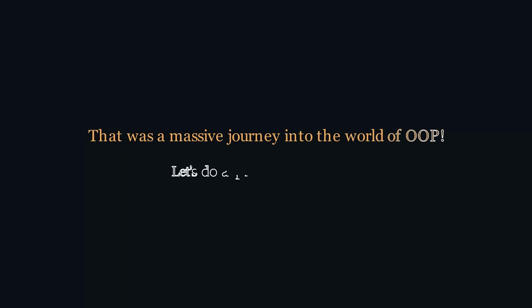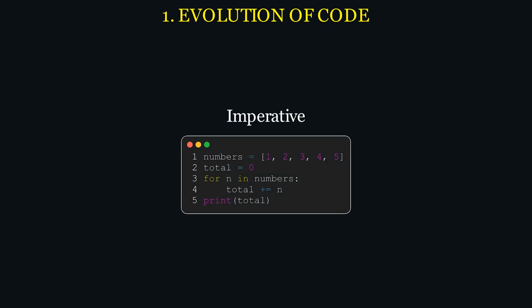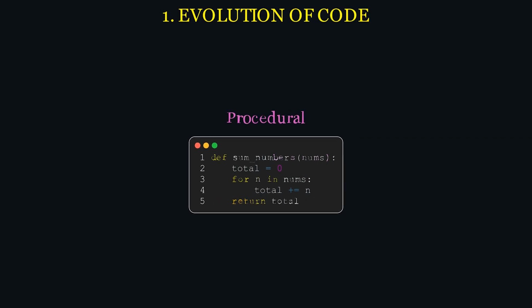That was a massive journey into the world of object-oriented programming. We've covered a lot today, so let's do a quick, detailed recap to make sure you've captured everything. First, let's take a look at the evolution of code. We saw how code moved from imperative, where we write line-by-line commands executed directly, to procedural, where we organize logic into functions for reuse, though data and logic remain separate.